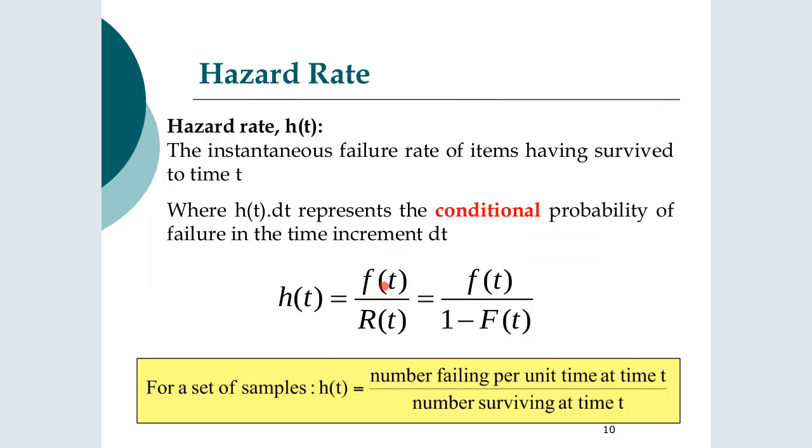So h of t is f of t over r of t. And if we substitute in that r of t is equal to 1 minus F of t, then h of t is f of t over 1 minus F of t. So h of t dt represents the conditional probability of failure in the time increment.